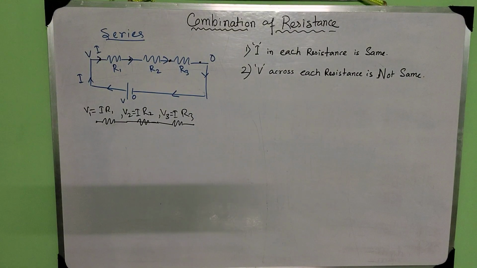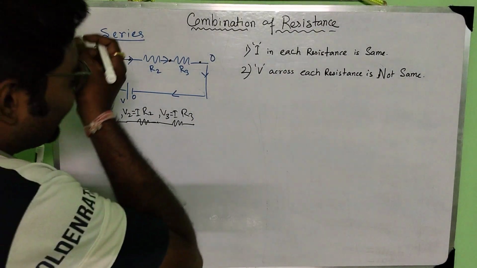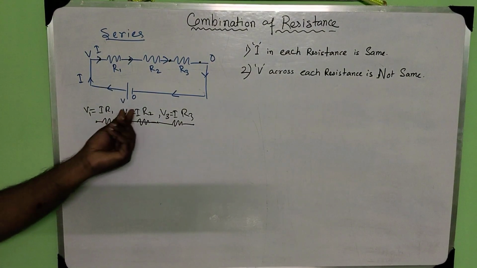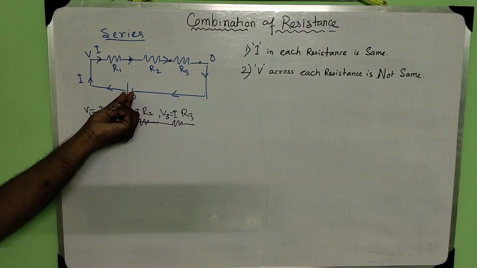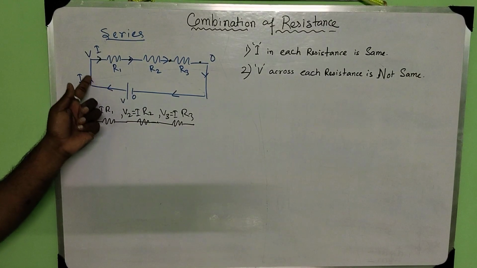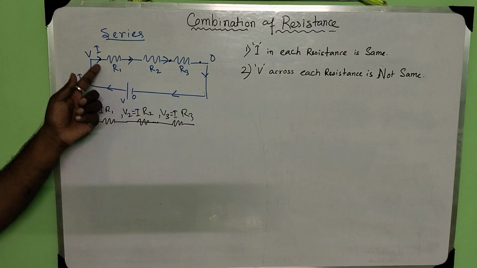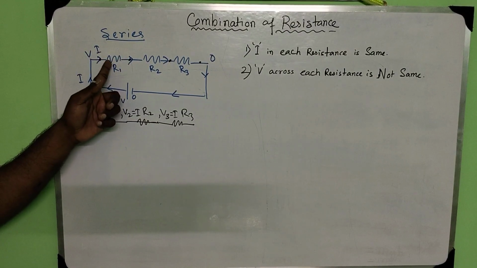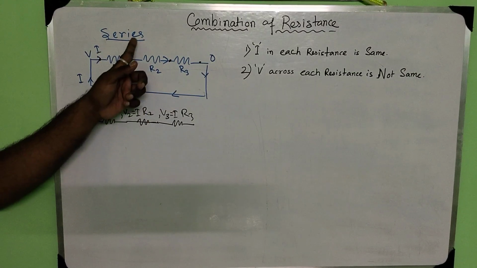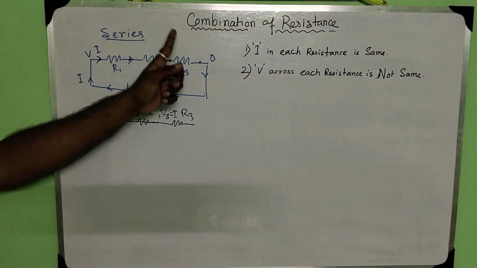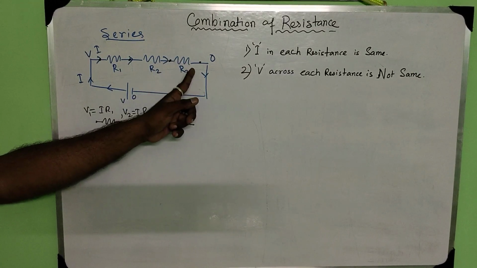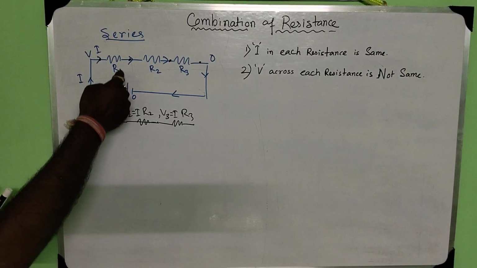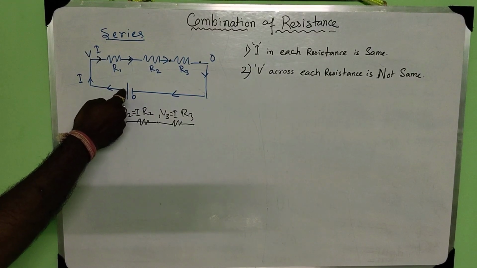The voltage across each resistance is not the same. V is the voltage across the battery, and this voltage will cause some drop in the R1 resistance, then some voltage drop across R2, and then some voltage drop at R3, and then it will come to 0. So actually this positive plate has the voltage V.